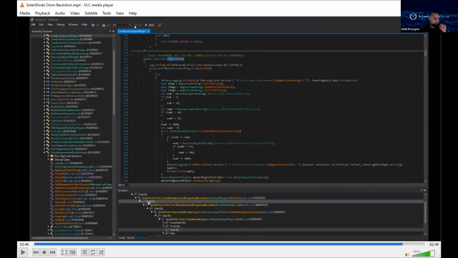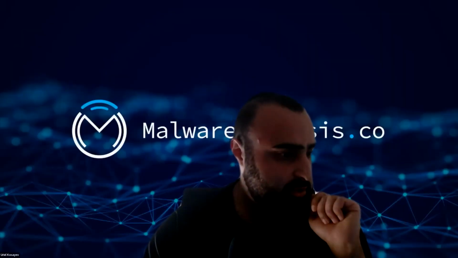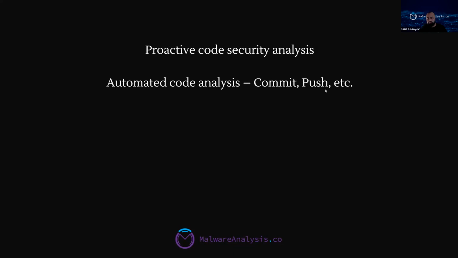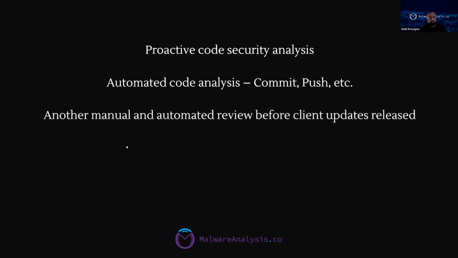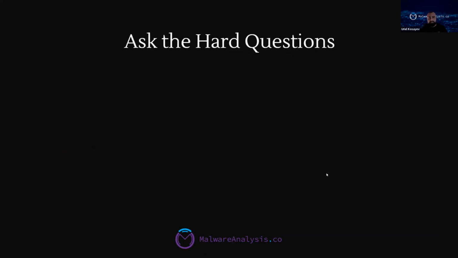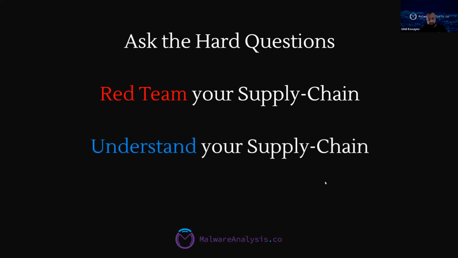Let me just share the screen of the presentation again quickly. So, some last few words on what we can do about it. We can do proactive code security analysis, manual and automated, while doing commits, pushes and stuff like this. Another manual and automated review before client updates are released. And in the red teaming style, search for publicly exposed repos and assets of third parties, if possible, and if it's fine by the companies you are doing this for. So again, ask the hard questions, red team your supply chain, understand your supply chain.